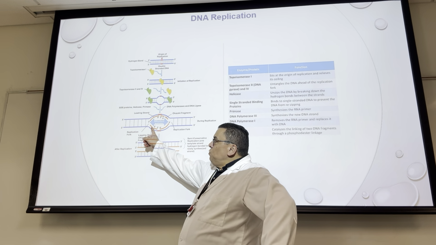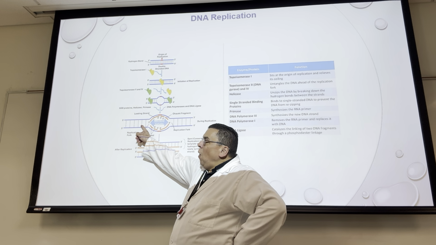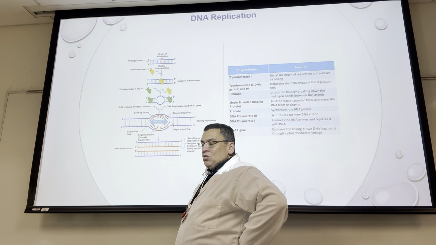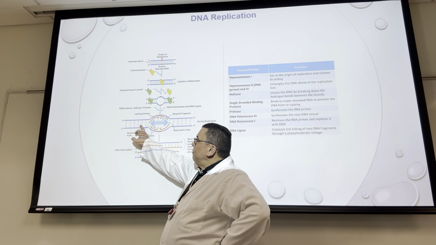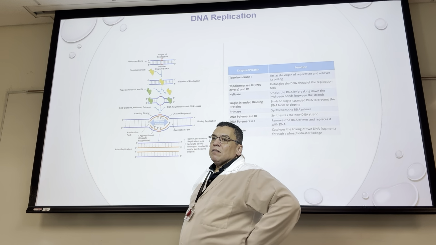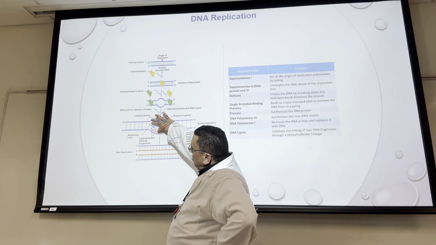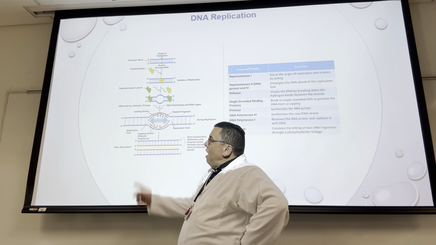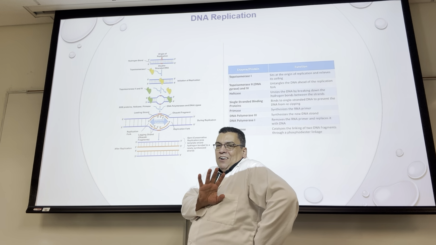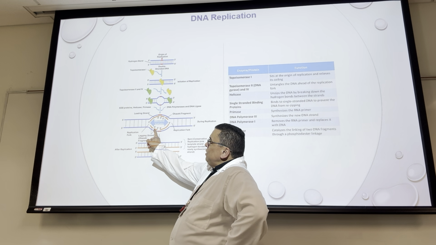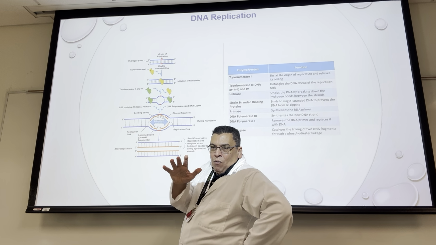So, this one will say, well, I can't make the third piece until you open it up. So it's going to have to wait until you open this up, and then it makes the third piece. Because it's going to make the pieces going this way. But you haven't opened it up yet. So it's going to take a little bit longer. That's why this is called the lagging strand, the one that's slower.